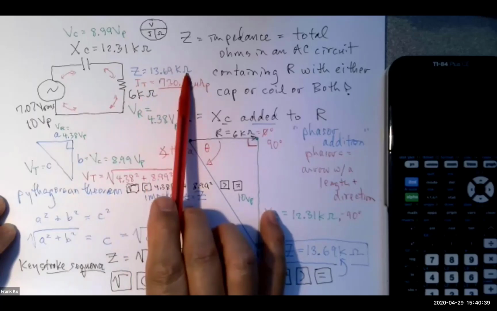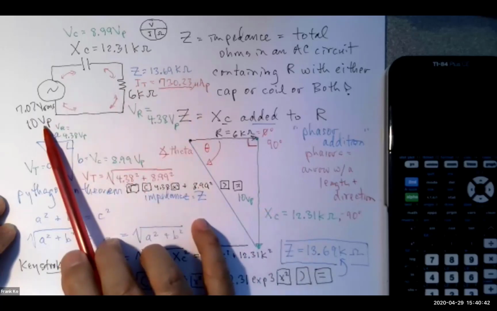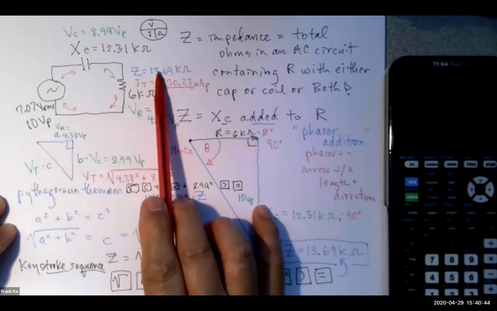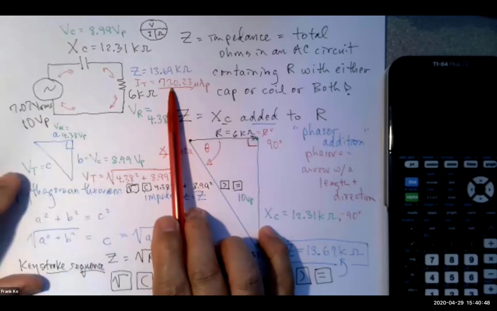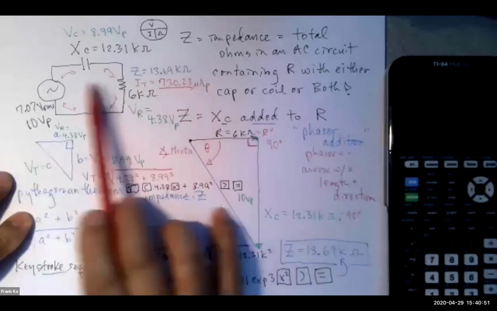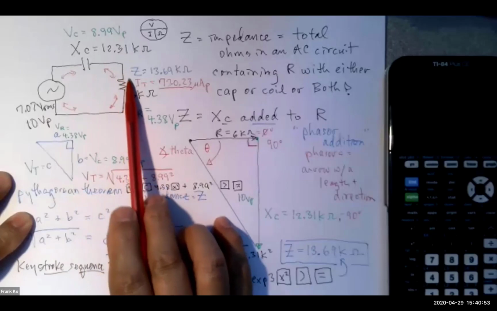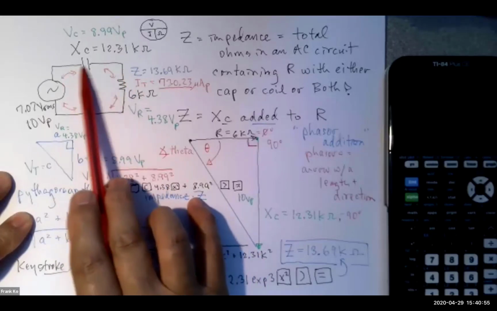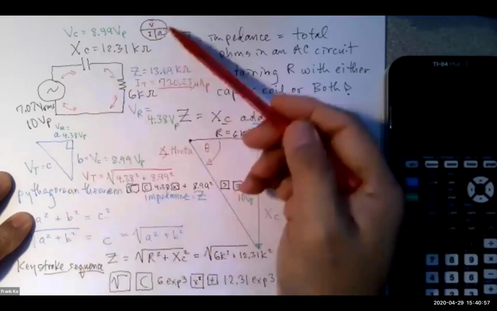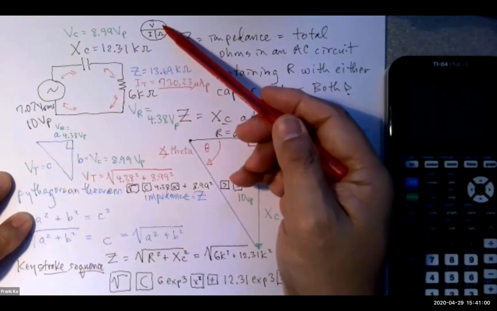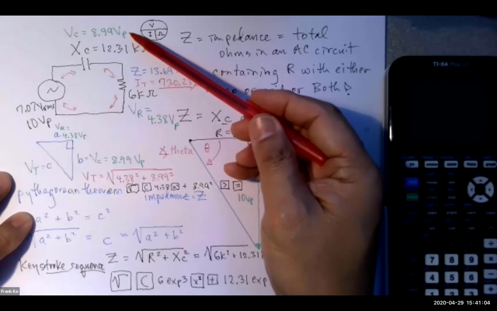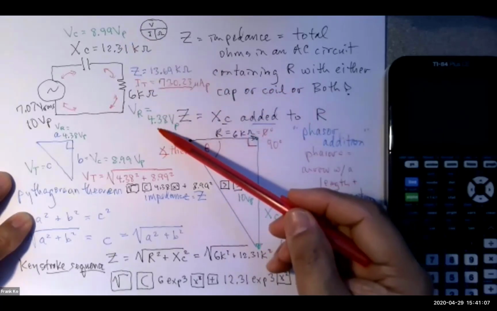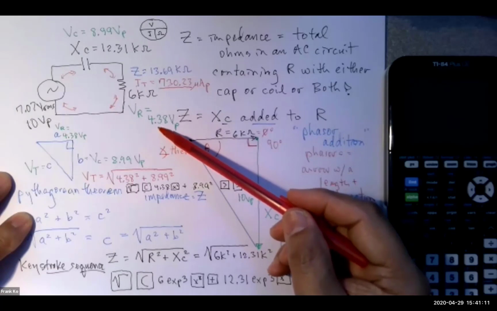From here, we need to determine a total current. So 10 volts peak, divided by this, according to Ohm's law, will give us a peak current of 730.23 microamps peak. That is the current that flows through the cap. That is the current that flows through the resistor. Knowing the current and the ohms, according to Ohm's law, again, we can calculate the voltage. We calculated a voltage for the capacitor as 8.99 volts peak. We calculated the voltage on the resistor as 4.38 volts peak.